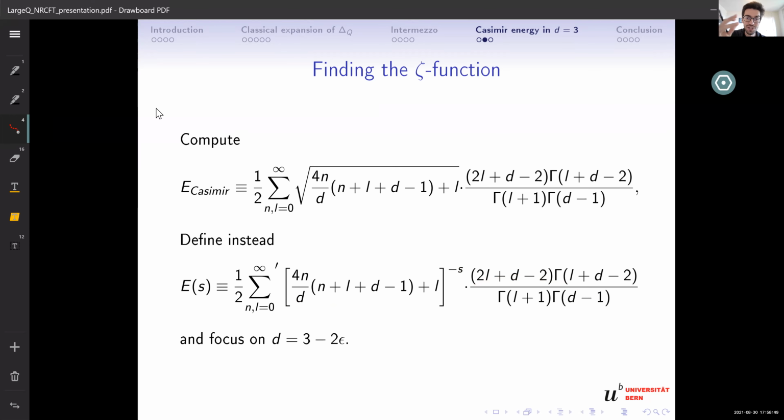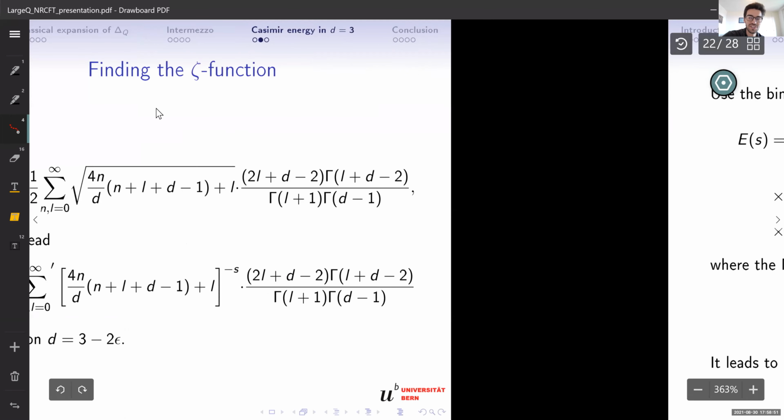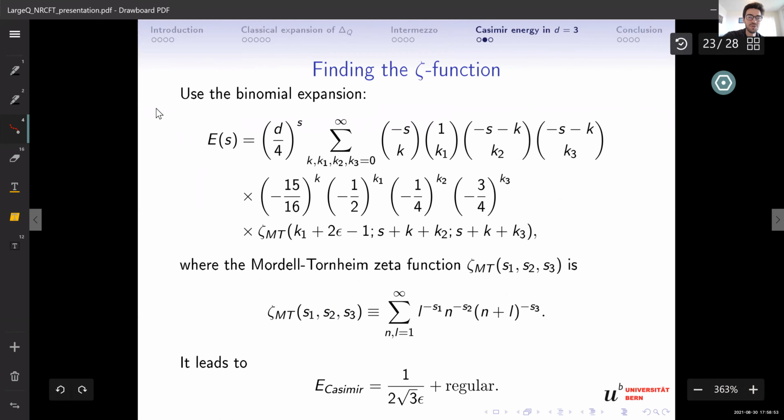And in the end, I get a pretty big expression, but the upshot is that we recover some known zeta function that mathematicians have studied in the literature. So you have to find that, right? Luckily, Domenico did, and so we recover the Mordell-Tornheim zeta function, which is I guess not super famous, but anyway.